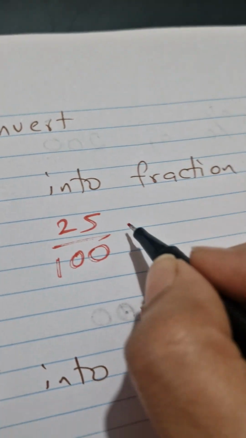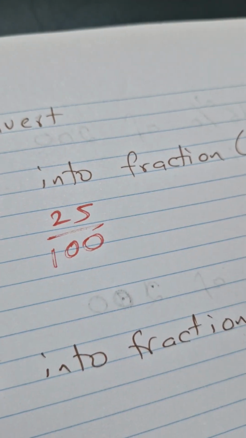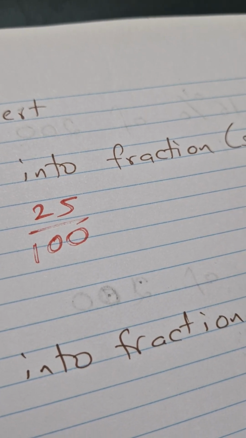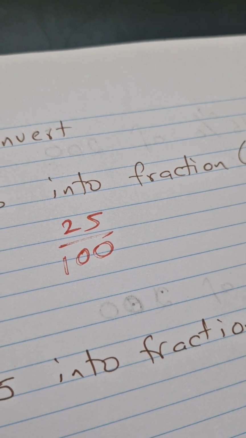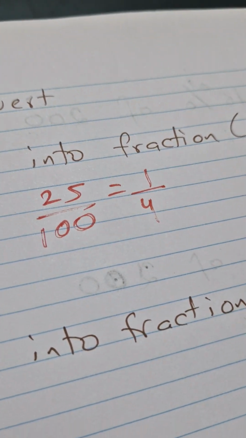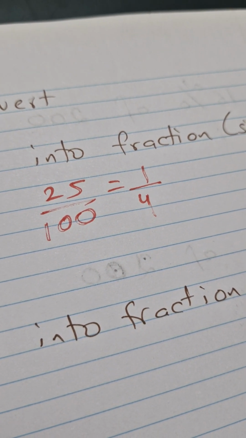Simplest form means lowest term. Both are divisible by straight 25 times table. You can use the 5 table also, but then you have to divide again. So better you should use the higher number table. So 25 1s are 25, 25 4s are 100. So your final answer is 1 over 4.